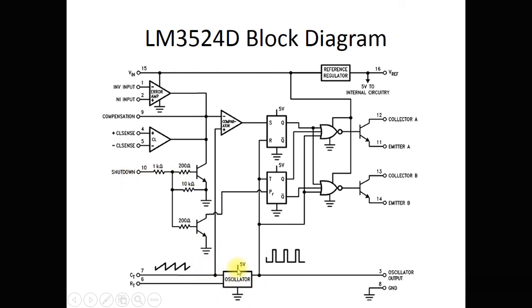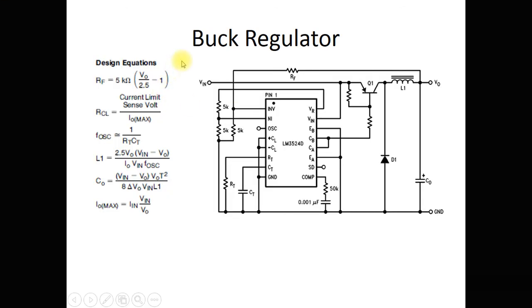We have an oscillator where you can generate the ramp signal for comparison purposes. We have an error amplifier, and its output is given to the comparator, and then we have the switching of the transistor. These are the drivers which we can use for driving the output transistors, which are the switches actually. This is a typical configuration given in the application notes. These are the design equations specifically for this IC, so you can design this very easily.